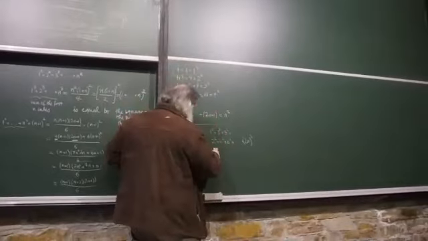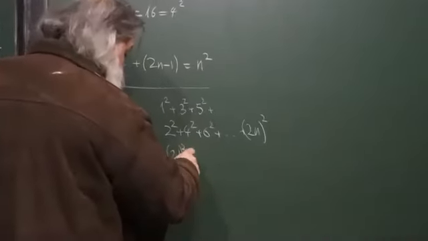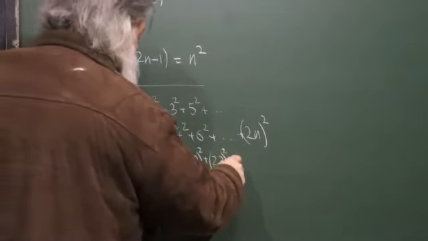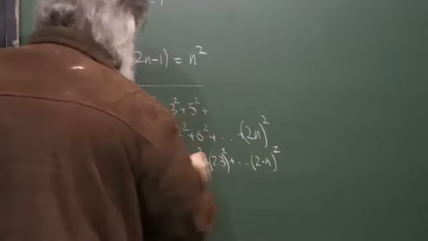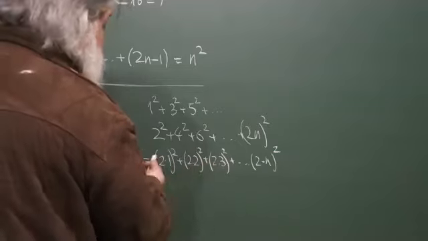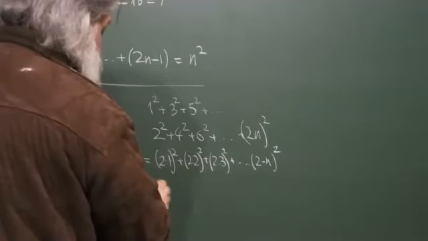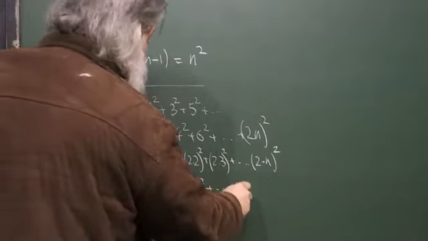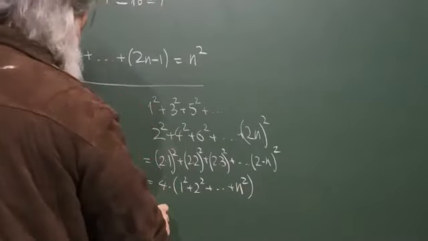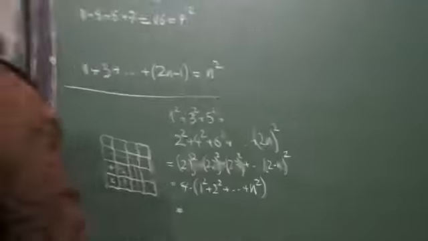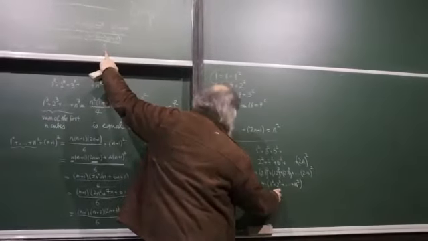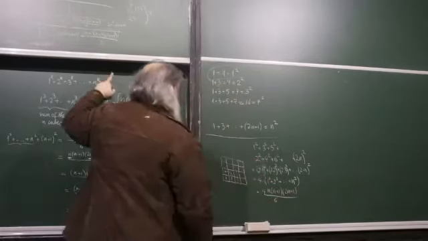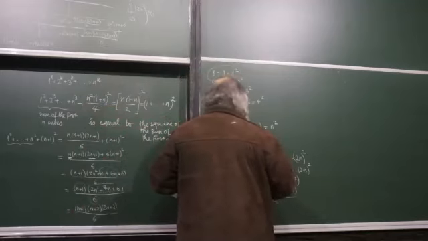Now, this is equal to 2 times 1, 2 times 2, 2 times 3, and so on, and this is 2 times n, squared. And this is equal to, I can take 2 square out, 4 times 1 square plus 2 square plus up to n square. Okay, this is easy, and I know what this is. This is equal to 4 times the number I found before: 4 times n times n plus 1 times 2n plus 1 over 6. Now I can find the formula for this.